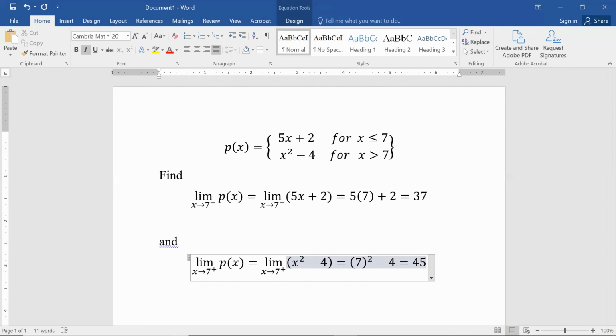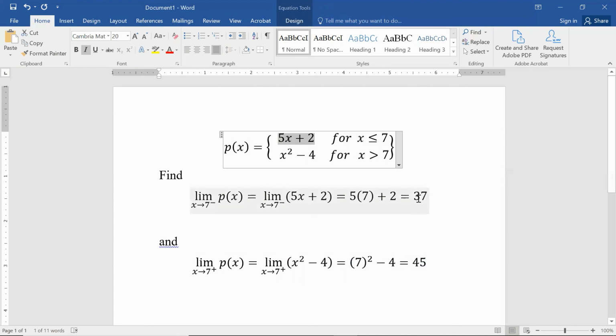So finding the left and right-hand limits can be as easy as saying, well, on the right-hand side, when x is above 7, I use this polynomial. When x is below 7, I use that expression. If it's not a polynomial, you can still use the expression, and then plug that in. Obviously, notice that these limits do not turn out to be the same number, and that's why on the graph, they don't touch.